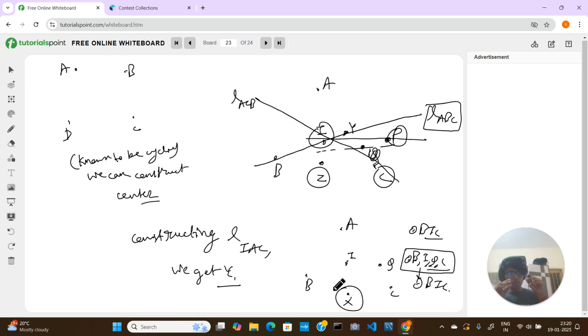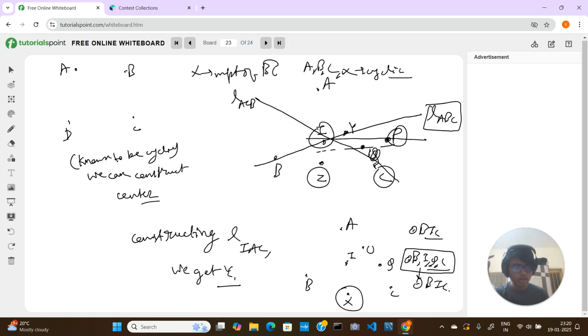Now what we know is X is the midpoint of arc BC. So you know A, B, C, X are cyclic. This means you can construct the circumcenter of triangle ABC using our main lemma. So this was the problem.